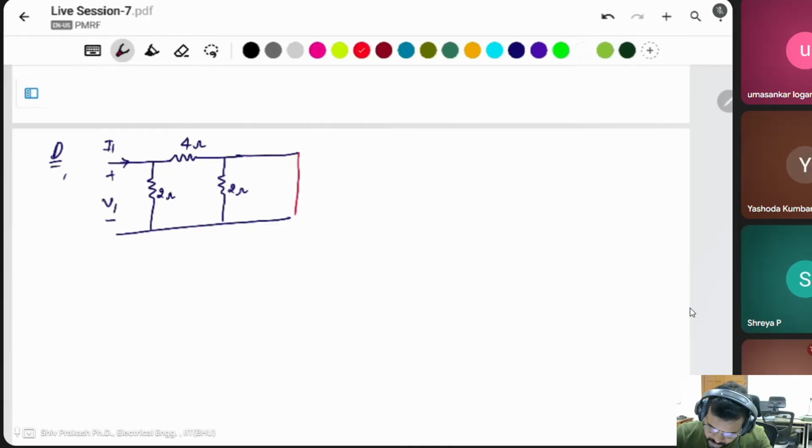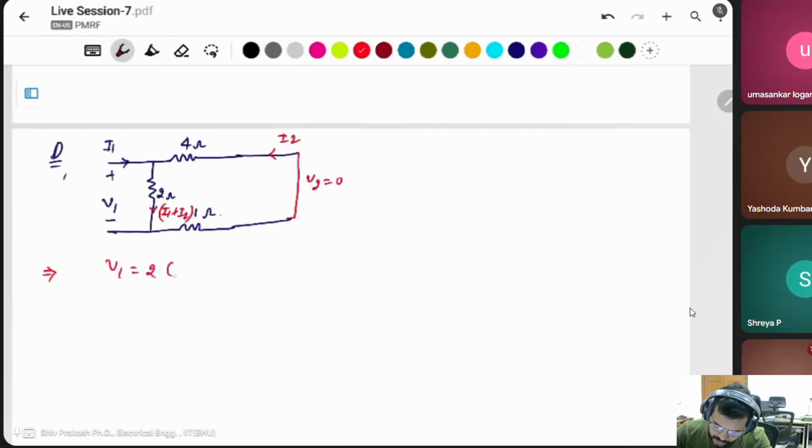Go to the short circuit here. V2 will be 0. This has no meaning, this is I2. Then you can simply remove it. Sorry, there is another resistance also. This resistance is 1 ohm. In this case, the current flowing through this branch is I1 plus I2. Then you can say V1 is equal to 2 times I1 plus I2.